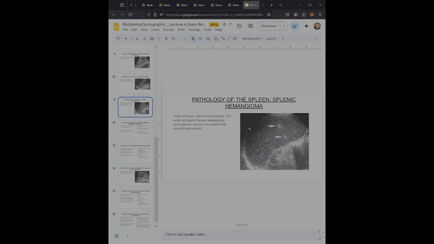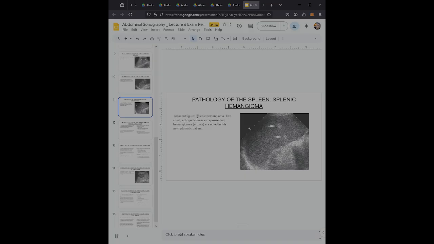Splenic hemangiomas. The hemangioma is most often referred to as a common benign tumor of the spleen, and a splenic hemangioma will most often appear as a well-defined hypoechoic mass. Patients with hemangiomas will be asymptomatic, although pain may occur with hemorrhages. Clinically, they are associated with pain or are asymptomatic. Sonographically, they're well-defined hypoechoic masses.